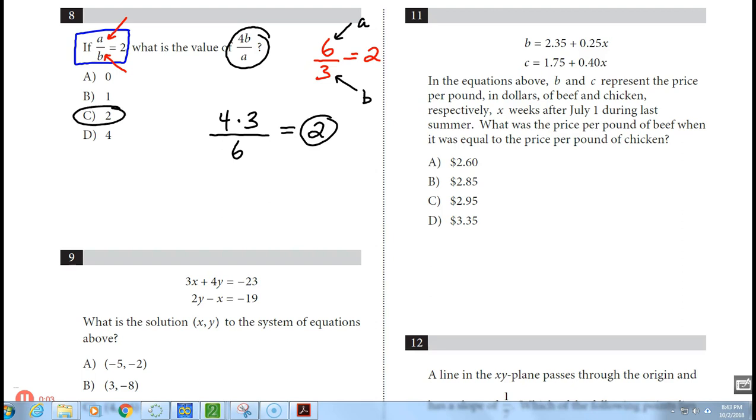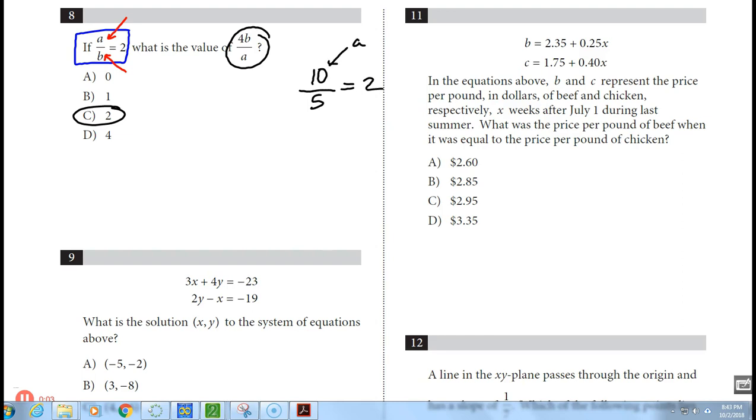Now, let's double check and see if a different set of numbers would have worked. Maybe the next thing that jumps into my head is 10 divided by 5. 10 divided by 5 is 2. So I chose 10 for A, I chose 5 for B. And now I do what they want. I do 4 times B divided by my A, and that's 20 divided by 10, which is again 2. So as long as you pick numbers that start off by equaling 2, you should be in pretty good shape.